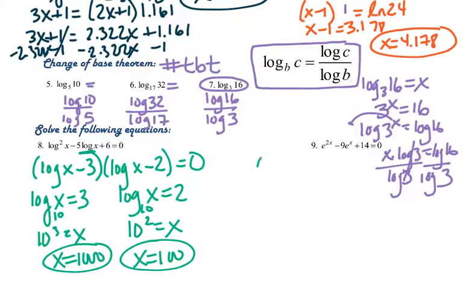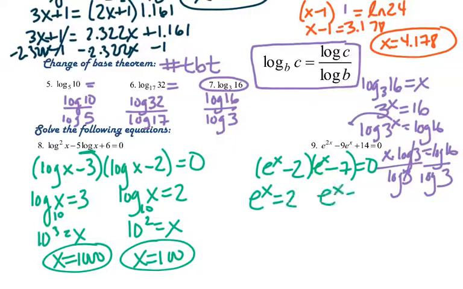Similarly with number 9, e to the x is going to be what goes in each parentheses. Now I need two numbers that multiply to 14 and add to negative 9. So here I get e to the x, if I jump ahead, is going to equal 2, and e to the x is going to be 7.